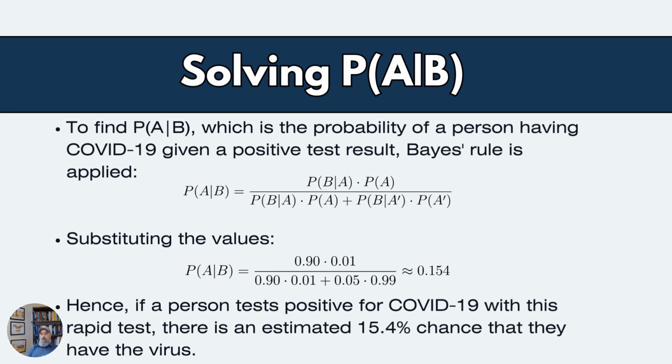Therefore, if a person tests positive for COVID-19 using this rapid test, there is approximately 15.4% probability that they actually have the virus, which is pretty low. If I take a test and the test says that I have the virus, I want to believe that I actually have the virus, but there is an 85% chance that I don't have the virus, according to this problem.